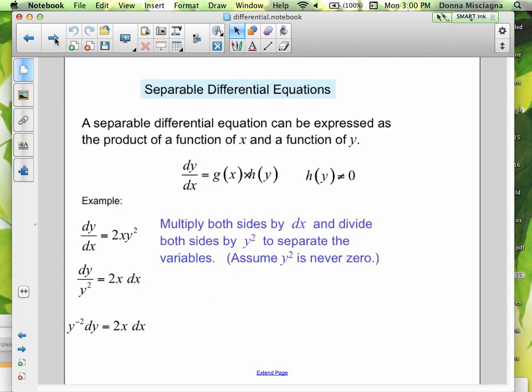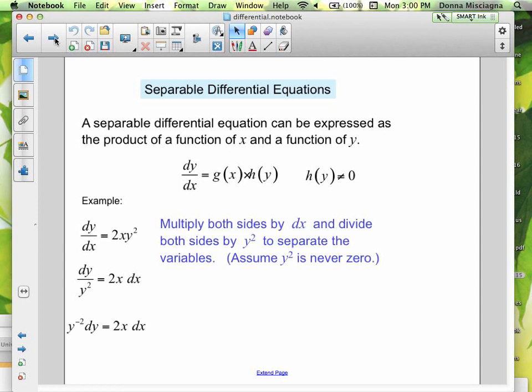We're going to look at separable differential equations. Separable differential equations can be expressed as the product of a function of x and a function of y. So here, for instance, we have what's called a separable differential equation.